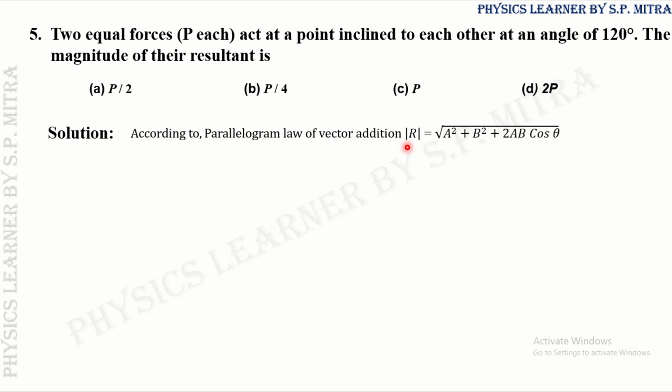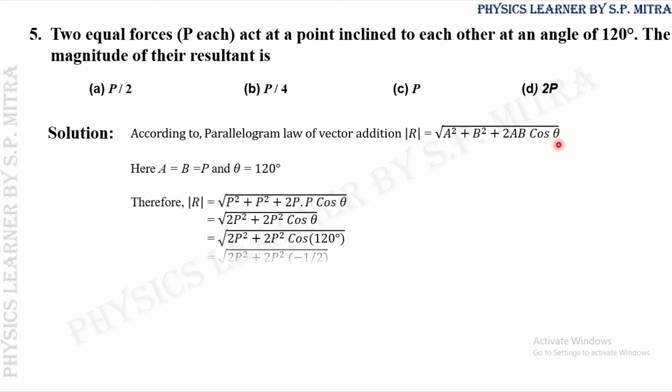According to the parallelogram law of vector addition, we know that the modulus of the resultant vector is equal to under root A square plus B square plus 2AB cos theta. And here it is mentioned that both the vectors are equal to P, that is A is equal to B is equal to P, and the angle between the vectors is 120 degree.